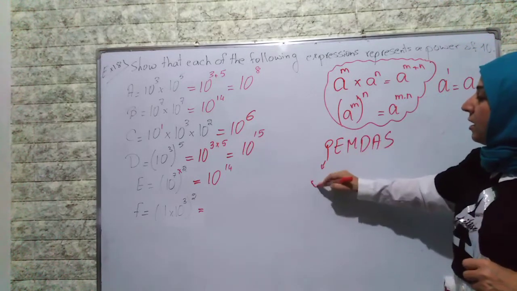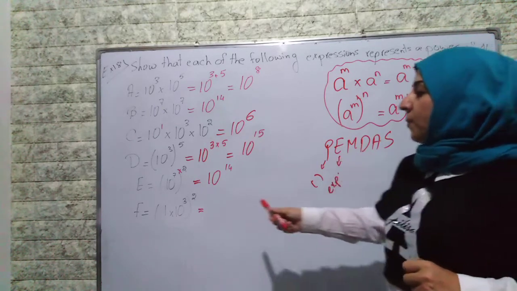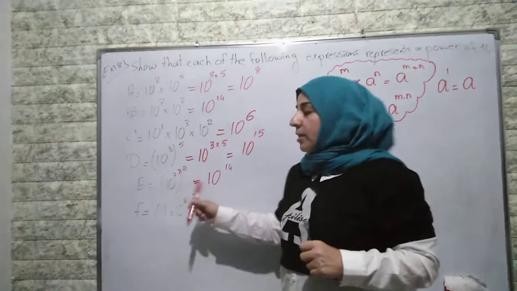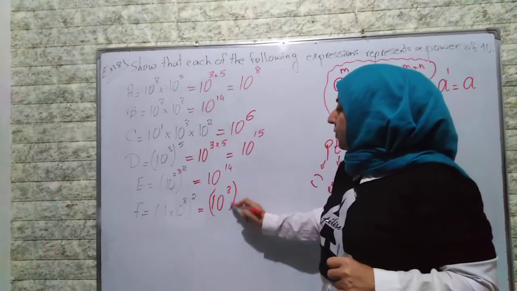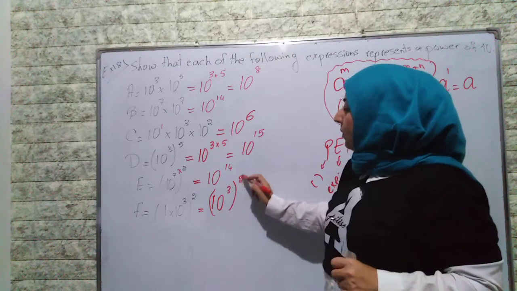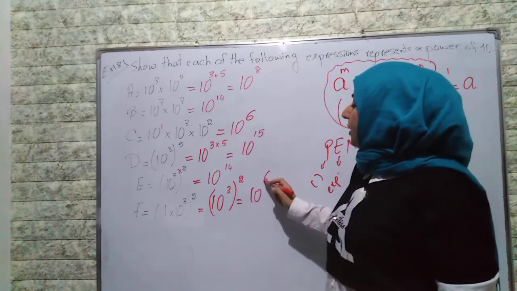The last one, 1 times 10 to the power 3, all to the power 2. According to PEMDAS, we have to start solving the parenthesis first and then the exponent, okay? Here, what's inside the parenthesis? 1 times 10 to the power 3, it's 10 to the power 3. All to the power 2, again, we have to multiply the powers by each other. It's 10 to the power 3 times 2, which is directly 6, okay?